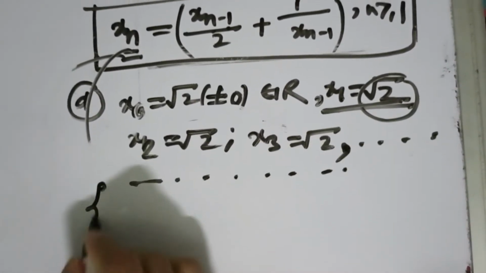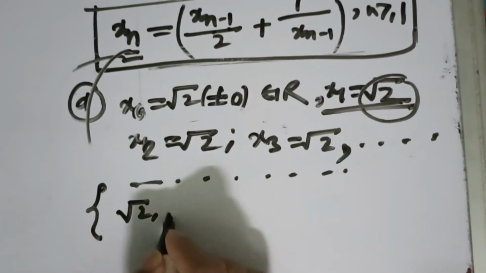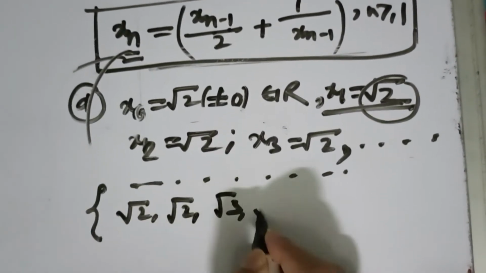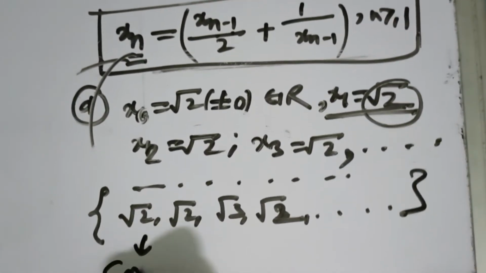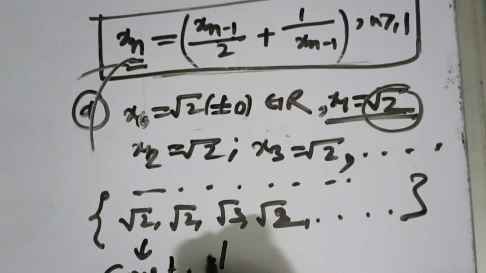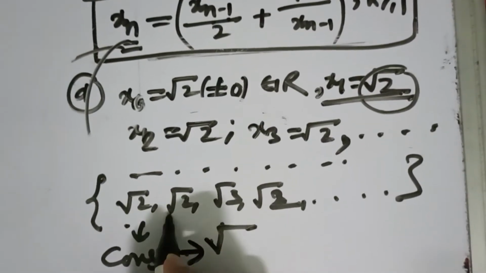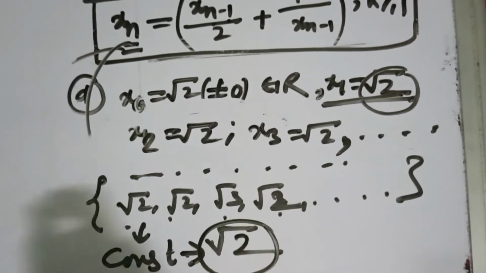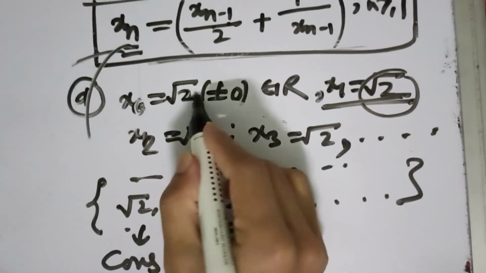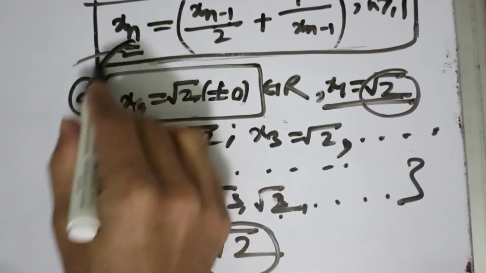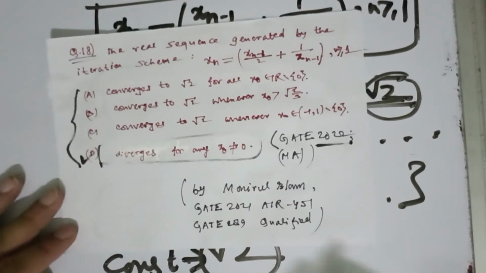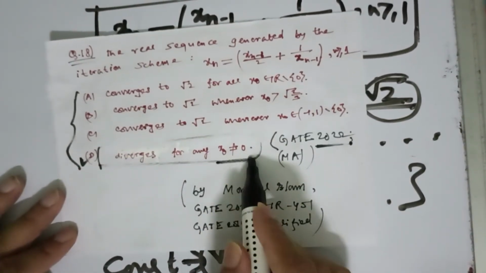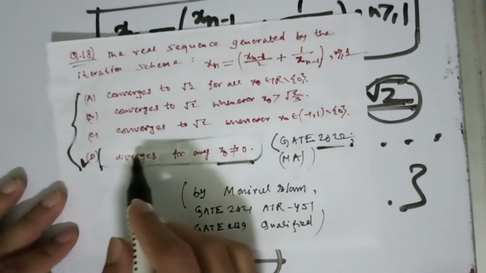If I write the sequence, the first term is root 2, the second term root 2, the third term root 2, the fourth term root 2. So it is a constant sequence, and a constant sequence always converges to its constant value, which is root 2. So if I choose x0 equal to root 2, which is a non-zero real number, then with this scheme the sequence xn converges to root 2. But option 4 says that for any non-zero x0 the sequence xn is divergent, which is not true, because I get convergence.